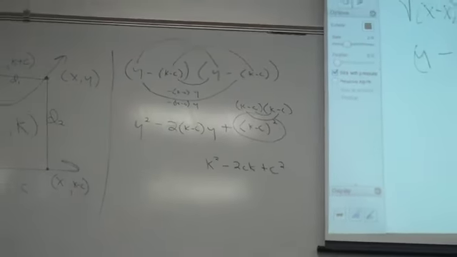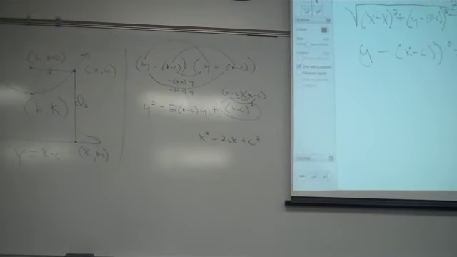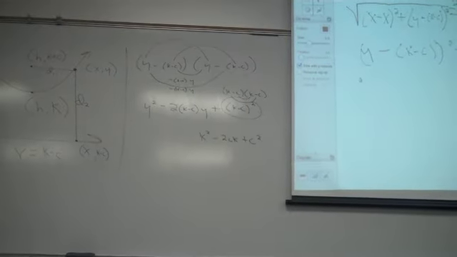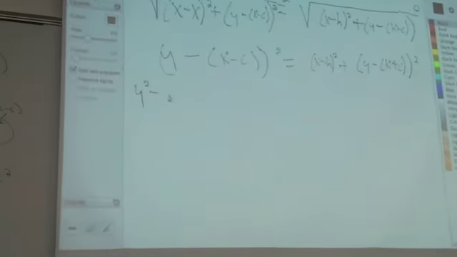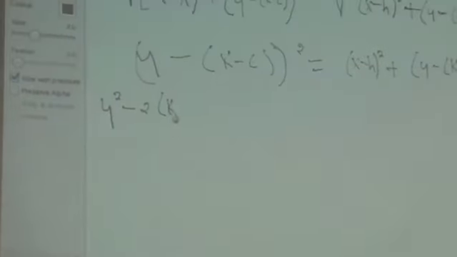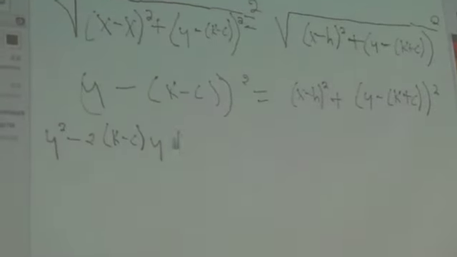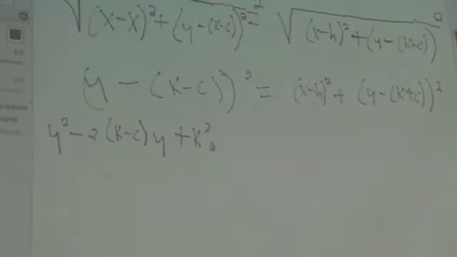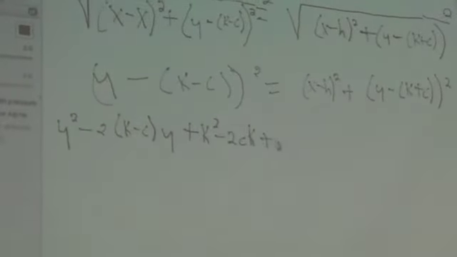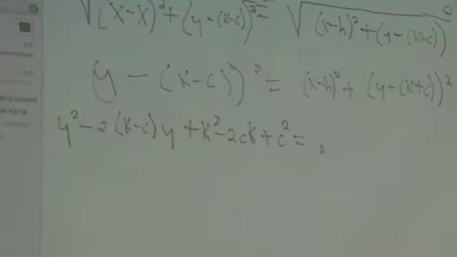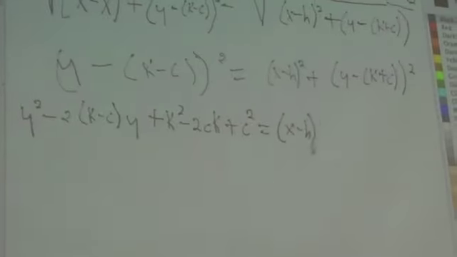Now I'm going to take all of that and I'm going to write it right over here. So this is going to be y squared minus 2 k minus c y plus, and now the bottom one, k squared minus 2ck plus c squared. On this side, the x minus h quantity squared I'm not doing anything with.